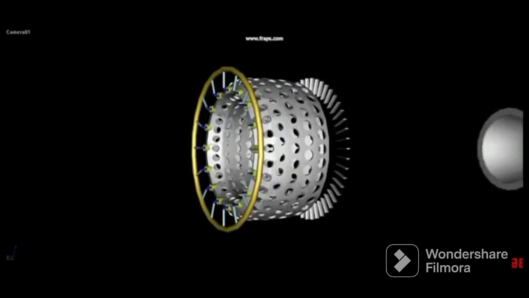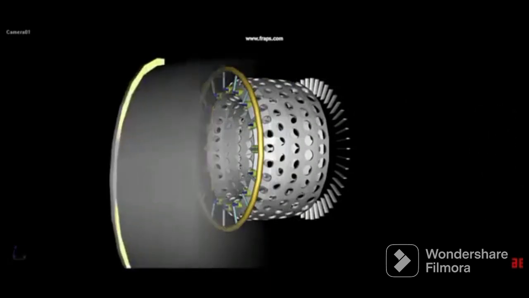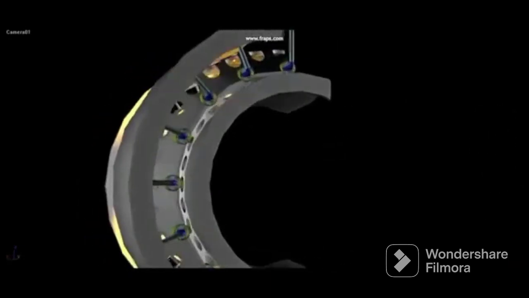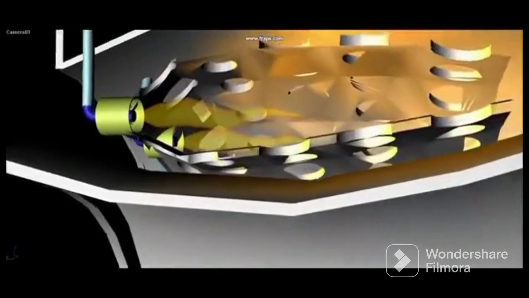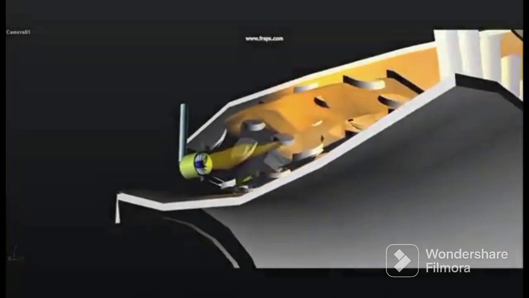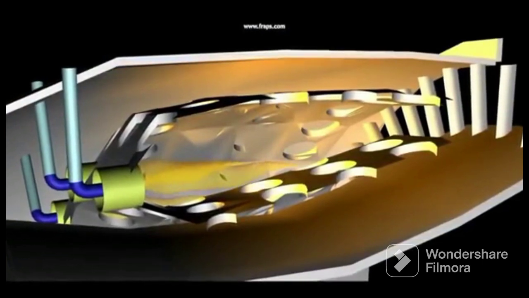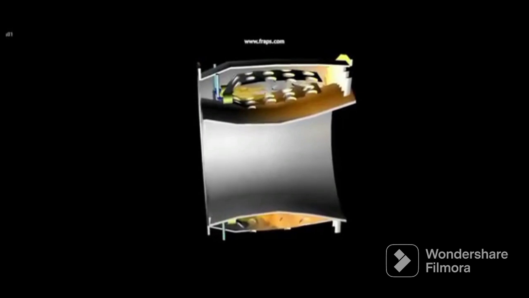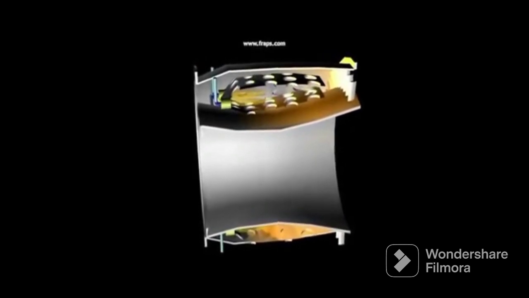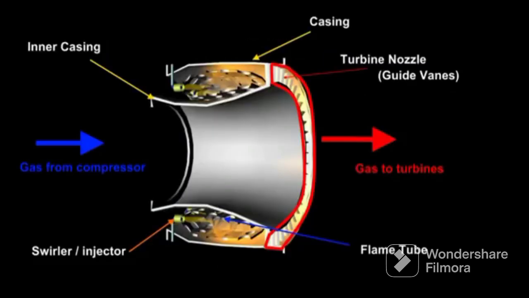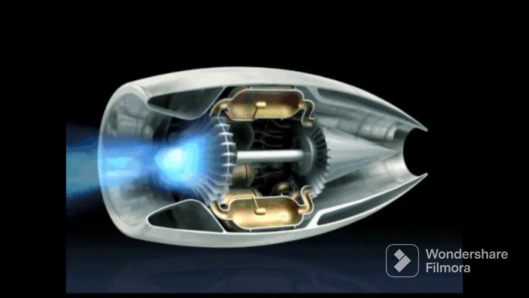Number 4. Combustion chamber. The combustion chamber of a jet engine is a critical component that is responsible for the burning of fuel and the generation of high-temperature, high-pressure gases that power the engine. It is typically located between the compressor and the turbine in the engine's hot section. The combustion chamber is designed to mix fuel with compressed air and ignite it to produce a high-velocity stream of hot gases.